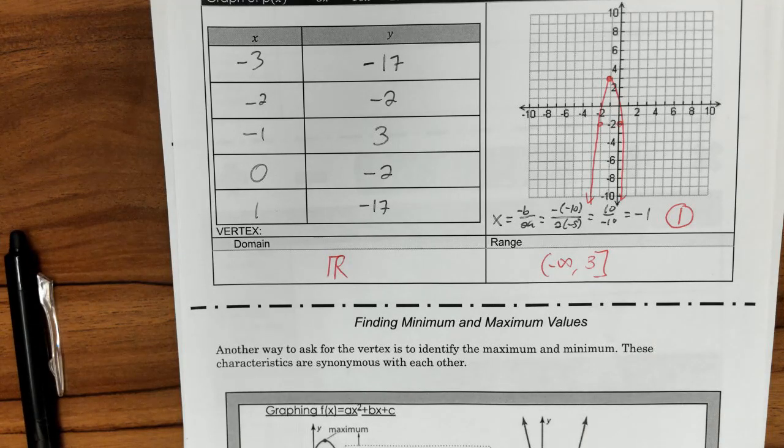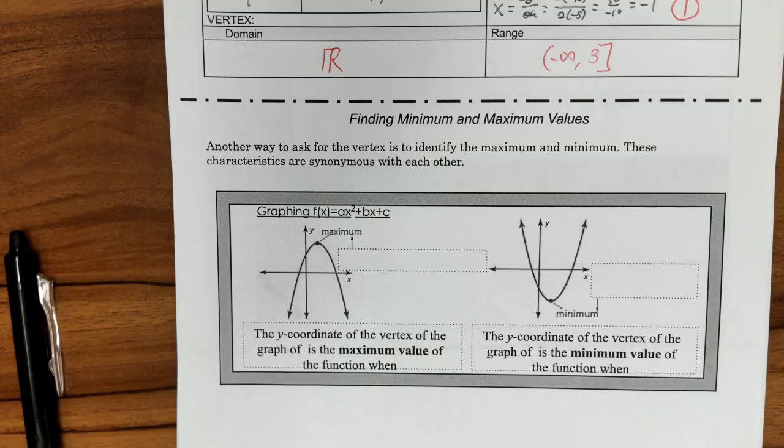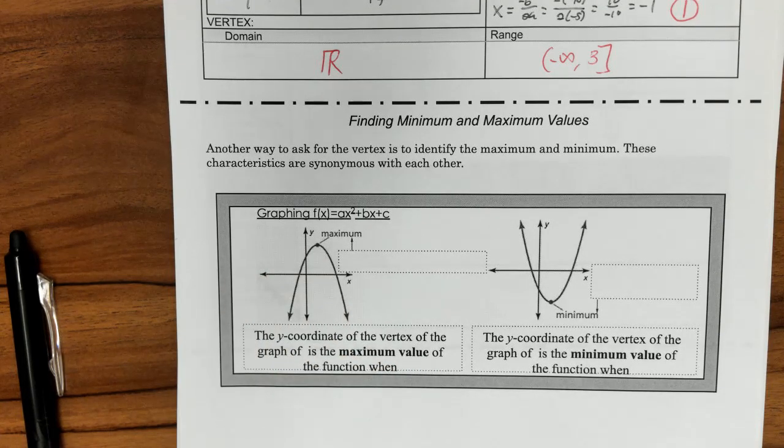Almost done, folks. I want to talk about minimum and maximum values here. A minimum or maximum is the same way of saying what's your highest point or what's your lowest point, just like how we do with the range. So when we talk about a maximum, the maximum is the highest point. The minimum is the lowest point. The y value of the vertex is always going to be your maximum or minimum.